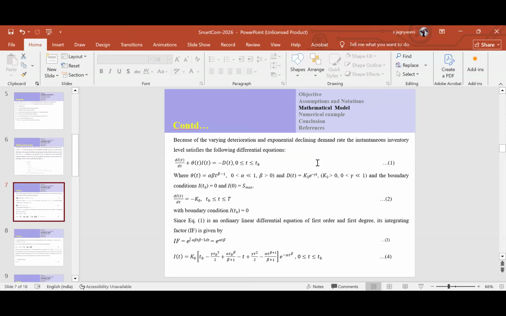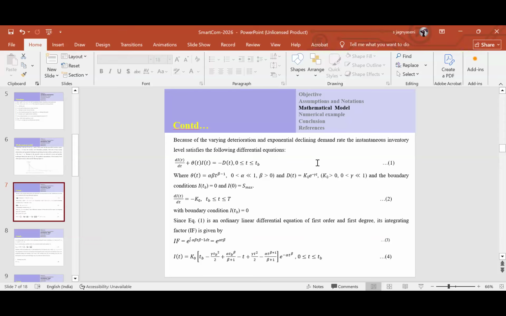Then, because of the varying deterioration and exponentially declining demand rate, the instantaneous inventory level satisfies the following differential equation. That is, dI(t)/dt + θ(t) I(t) equal to minus D(t), where t is in the interval 0 to tb, where we take the value of theta here. And after that, we find this is a linear differential equation.